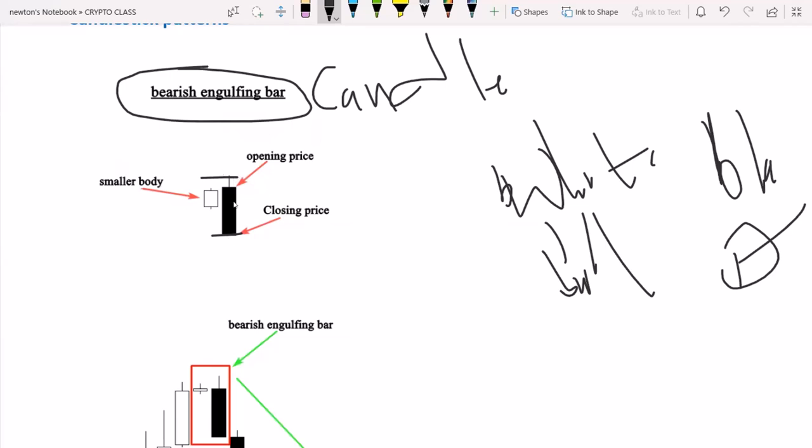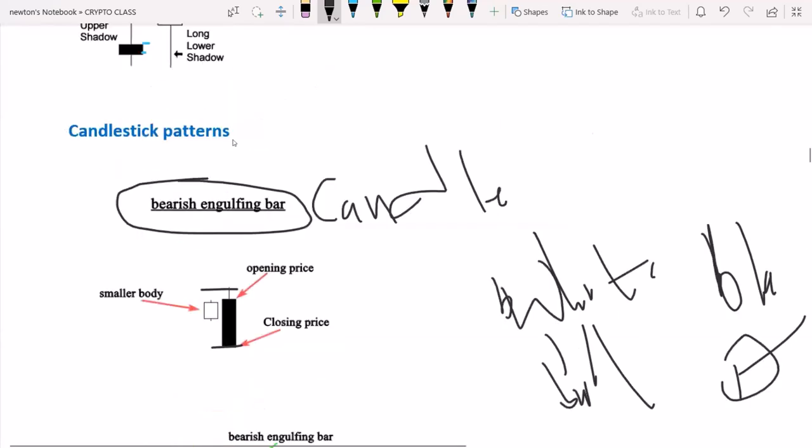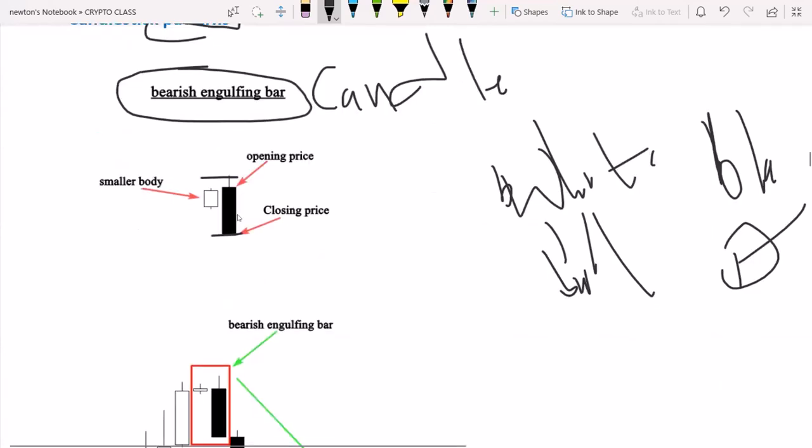So for us to confirm that this is a bearish engulfing candle, remember we're talking about candlestick patterns, which means we are looking at patterns that candles form, so that it will help us quickly make a decision. This guy is forming a bearish engulfing candle. So this is what it means.